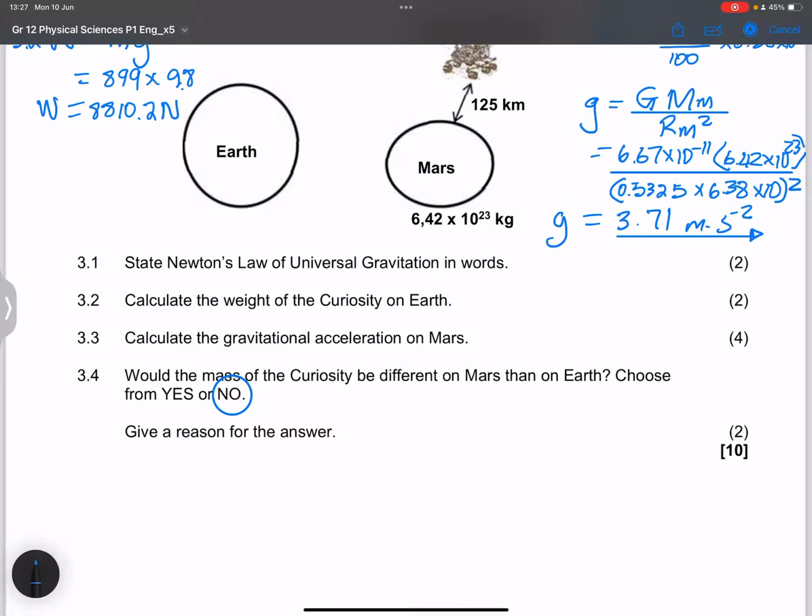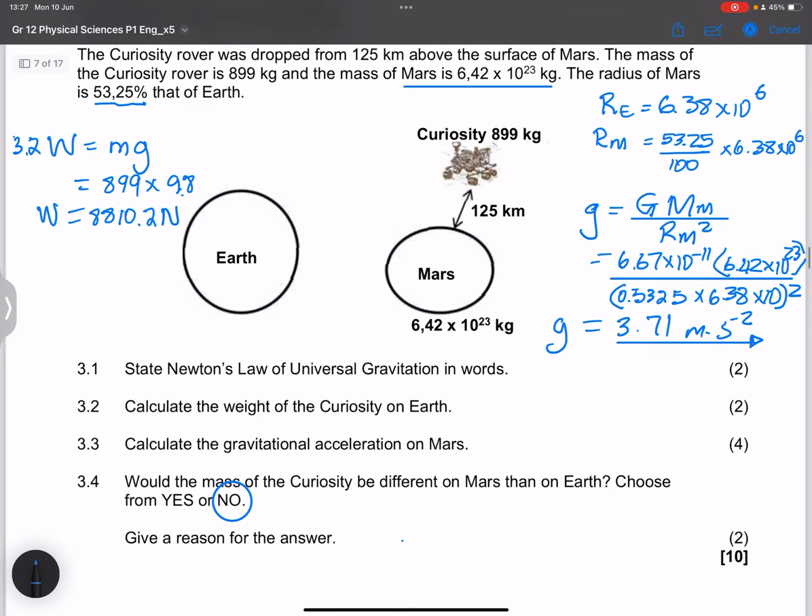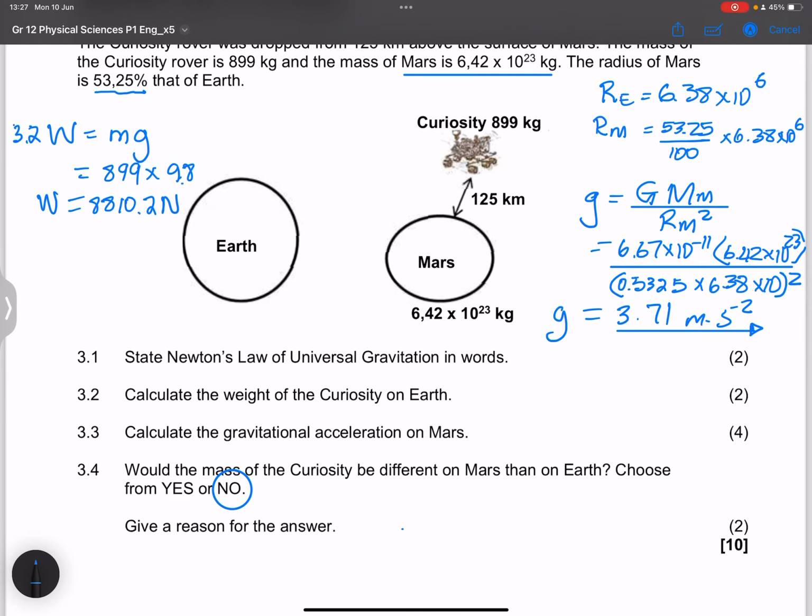Now, they want us to give a reason for that. Remember that mass is a measure of a body's inertia, so mass remains the same. Or you can say the mass of an object is the amount of matter that you have in that object. So it would remain exactly the same regardless of where it is. In that case, please just put that explanation there. Otherwise, that is how we come to the end of this question. Let's go on to the next one.